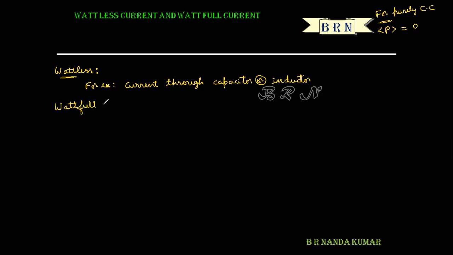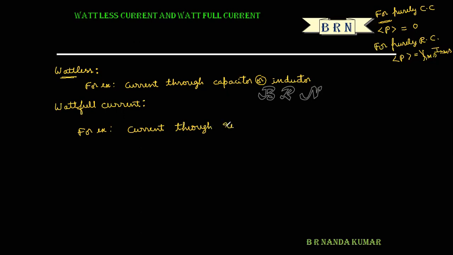Wattful current means current flowing through a circuit containing only a resistor. For a purely resistive circuit, what is the average power? That is not equal to 0. That is the product of the RMS value of voltage and the RMS value of current. So wattful current means current flowing through a circuit containing only a resistor. For example, current through a resistor.